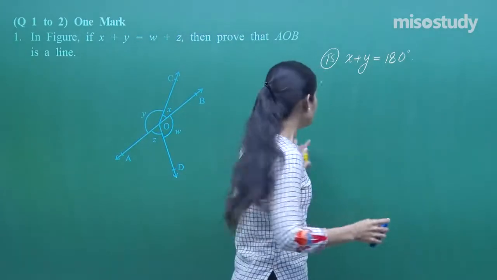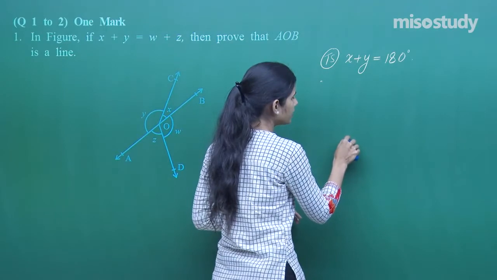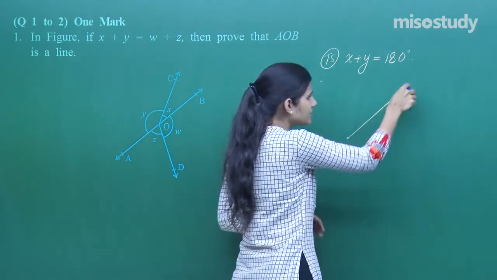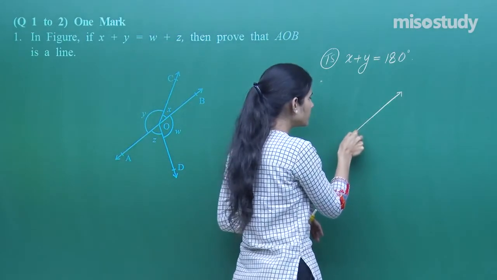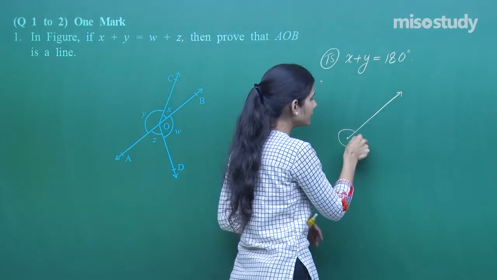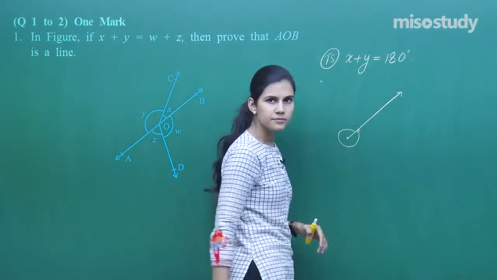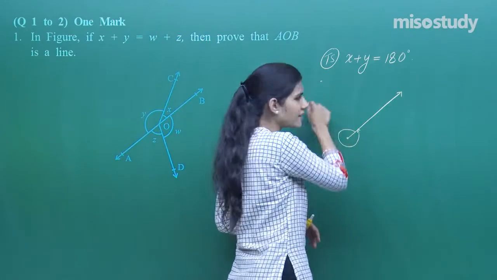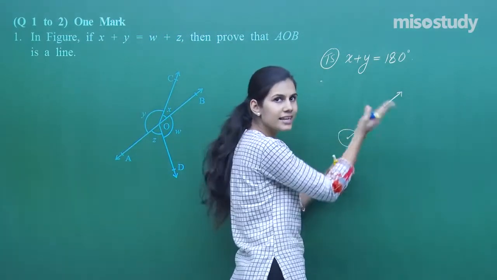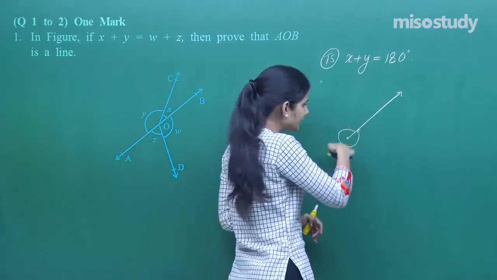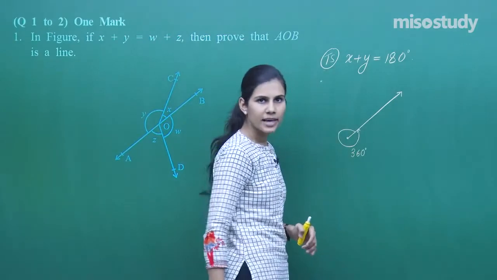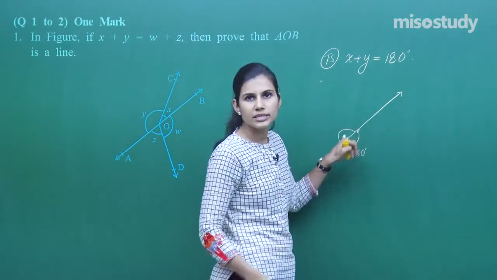Easy enough? Now please try to understand, if this is a point and this is one ray, this is its initial position. Now it is moving, rotating and coming till here. It is not stopping anywhere in between, but the angle which is being produced because of this ray's rotation about this vertex is this complete angle, whose measure is what? 360 degrees, you know this. Angle at a point is 360 degrees.